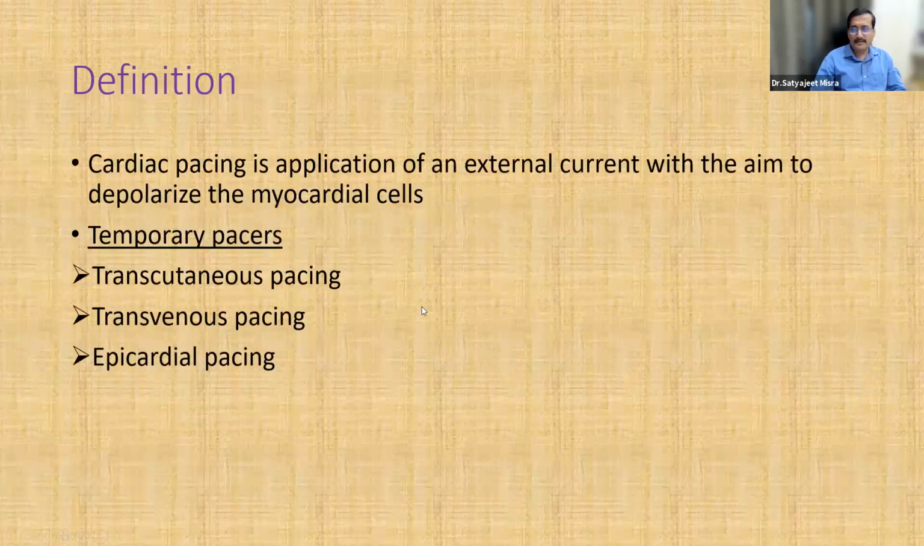Now, when you look at the definition of pacing, it's nothing but application of an external current with the aim to depolarize the myocardial cells, either in the atria or in the ventricles, because the heart itself is not able to generate the current internally. Now, I'm assuming that there is a background knowledge of the conduction system, so I'm not going to go into the details of the conduction system. So we'll move into the topic directly.